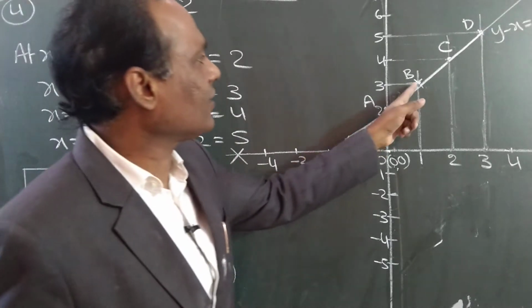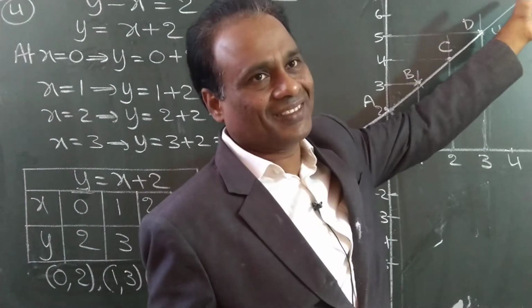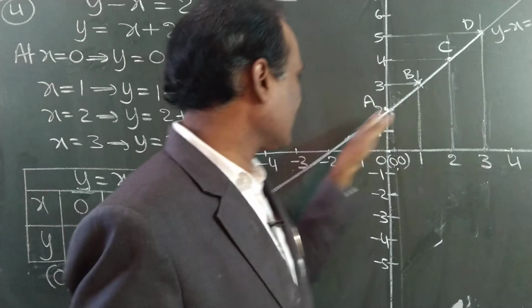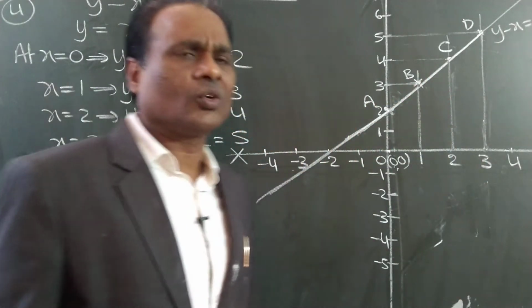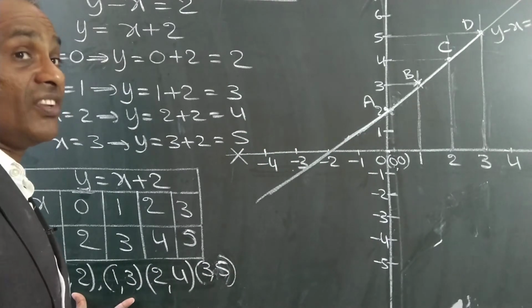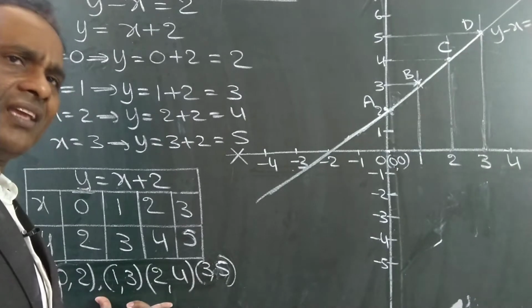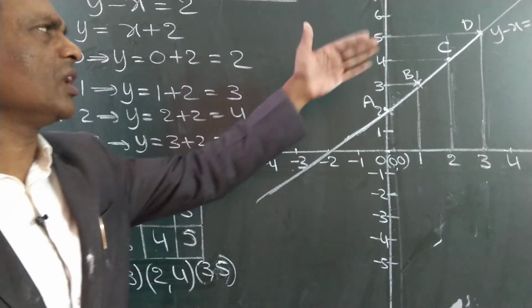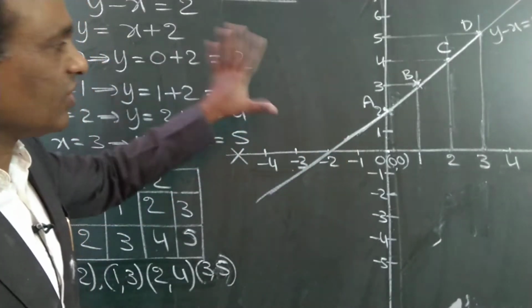Because see, 2 points, that line is continuing. If you join these 2 points also, if you use the scale and extend this and this, the same line we will get. So minimum 2 points are sufficient to draw the line. If you take 3, okay, good. So no need of taking the 4th point. Just for practice I am taking it. So this is the line.